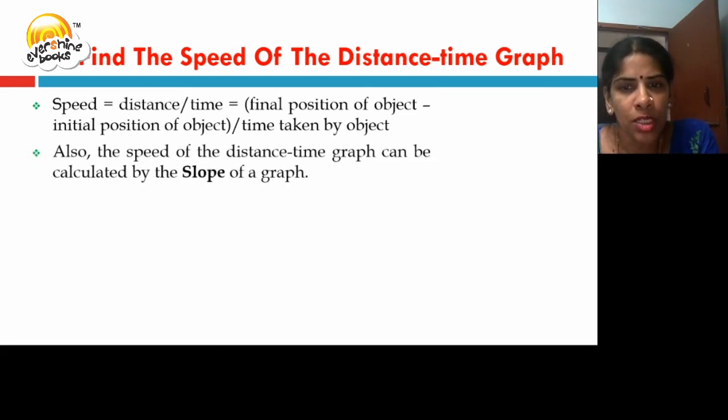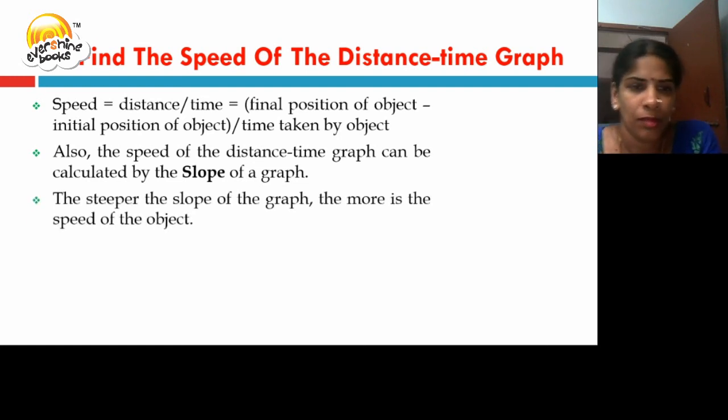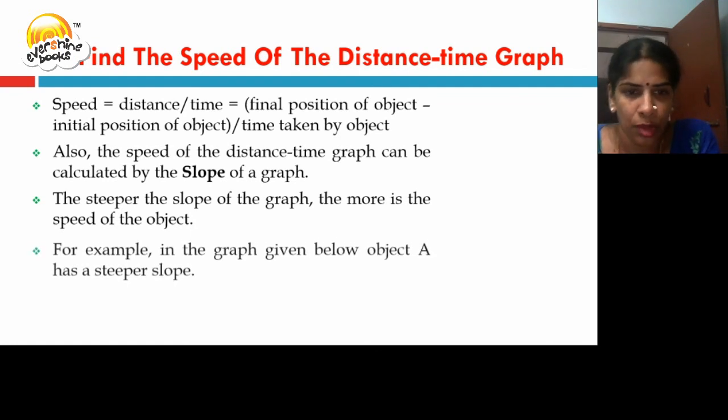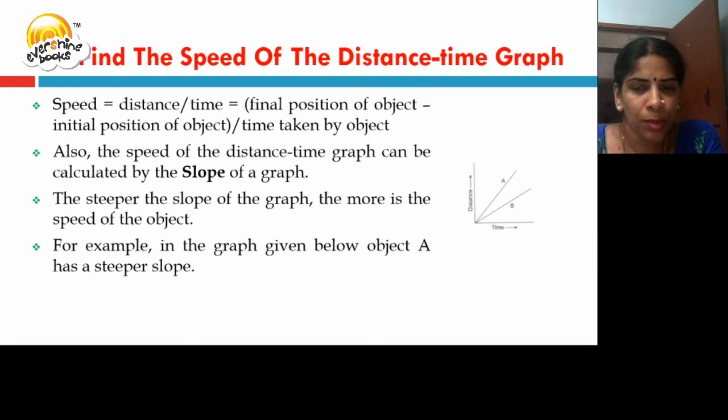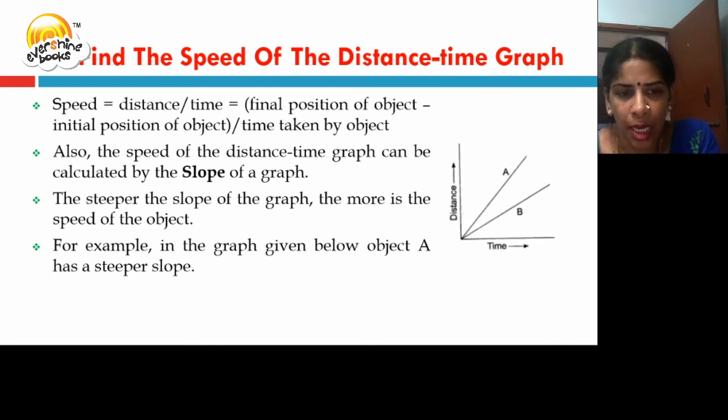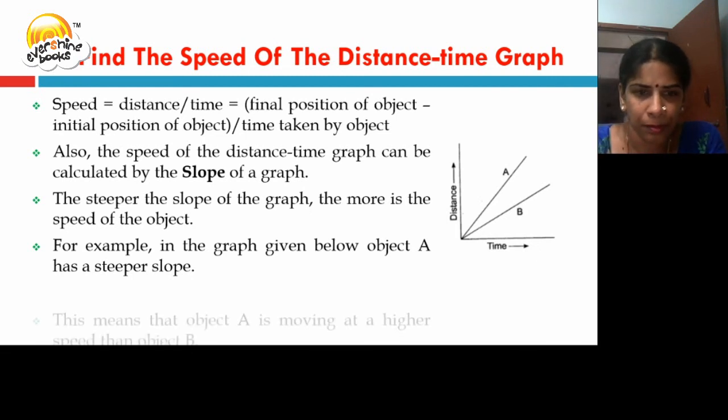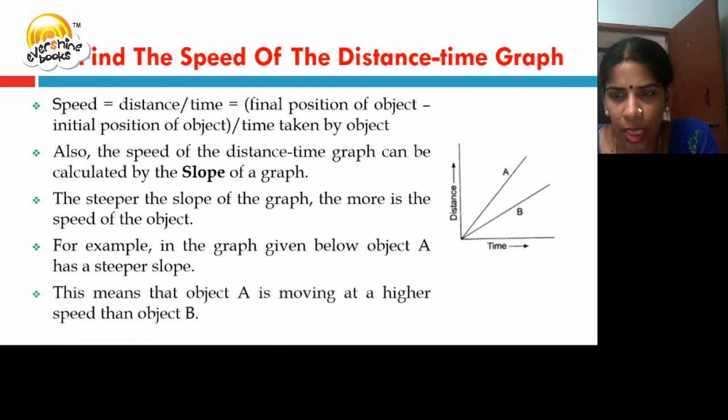The speed from the distance time graph can be calculated by the slope of the graph. The steeper the slope of the graph, the more the speed. In the graph given below, we can see the object A has a steeper slope than object B. This shows that object A is moving at a higher speed than object B. Steeper slope will have more speed.